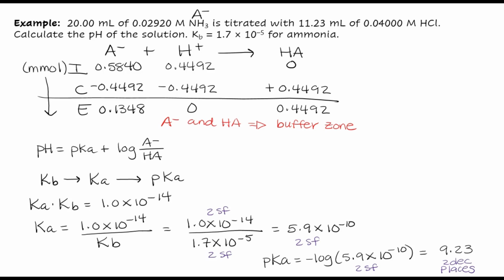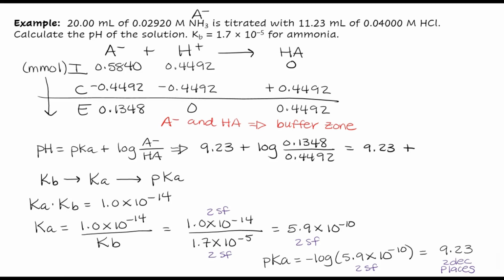Now we can plug everything into the Henderson-Hasselbalch equation. So I'll come back up here where I have this equation written. pKa is 9.23 plus the log of A minus 0.1348 divided by HA 0.4492. We'll have 9.23 plus the log term.